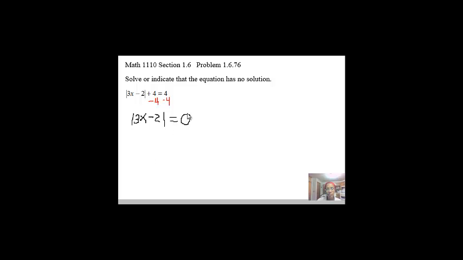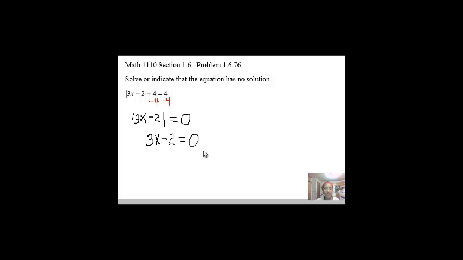So when this number is 0, then I simply drop the absolute value bars. When I have an absolute value and nothing else on one side of the equation, and 0 on the opposite side, the process to rewrite this without absolute value is to simply remove the absolute value bars.